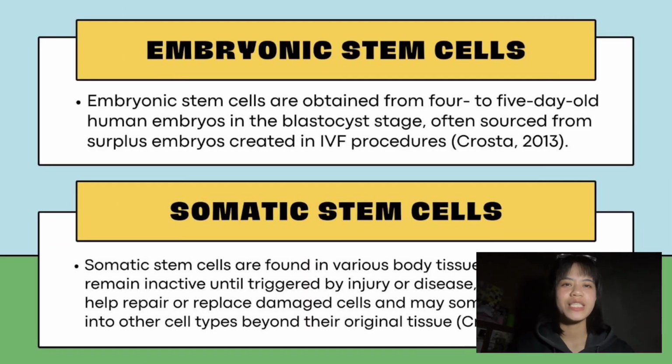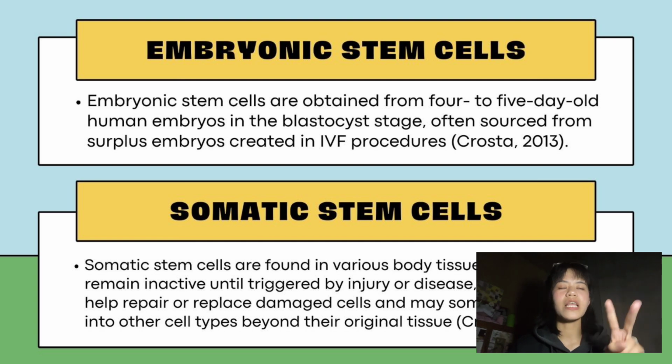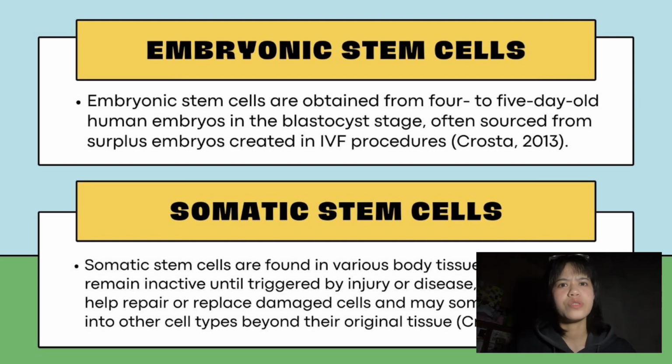So now I will explain to you the two types of stem cells. So what are those two types? First are the embryonic stem cells and somatic stem cells. So first, what are embryonic stem cells? They come from a very early stage of a human embryo, usually 4 to 5 days old. At this age, the embryo is called a blastocyst. These embryos are often left over from IVF clinics where eggs are fertilized in a lab, instead of being discarded. Some are used for research.